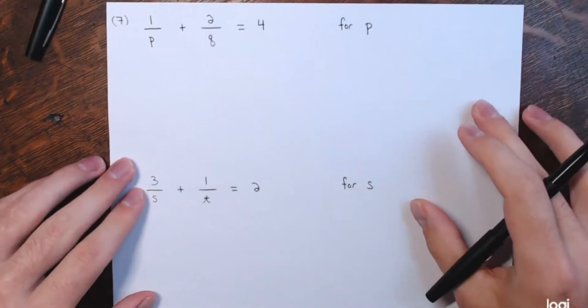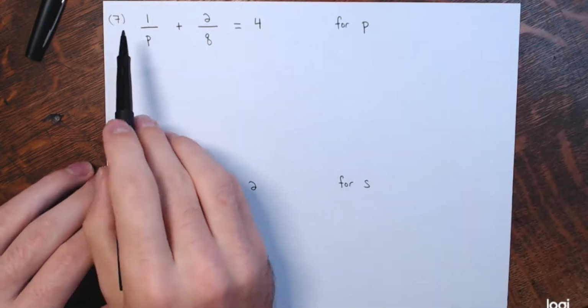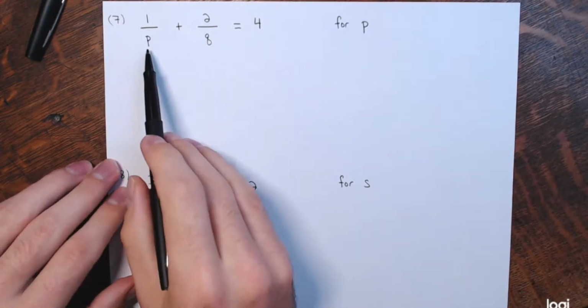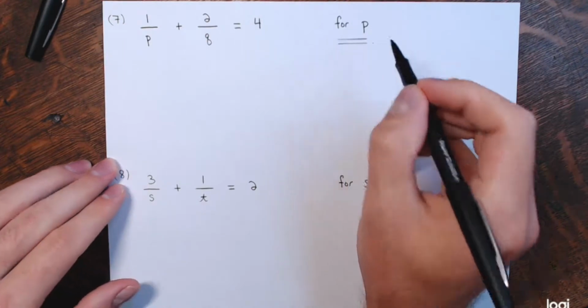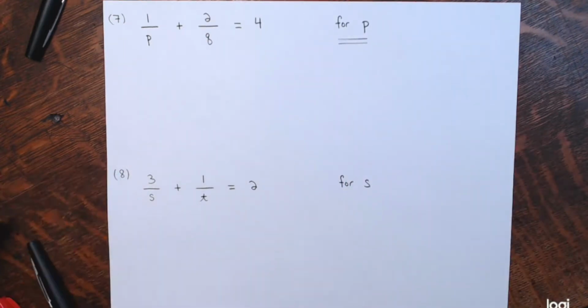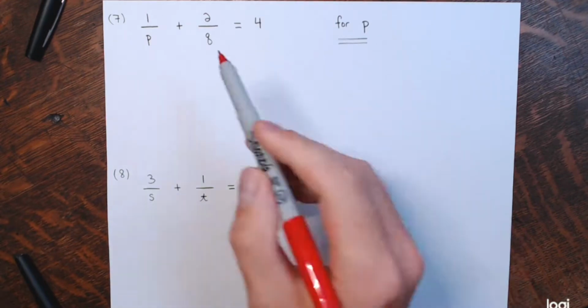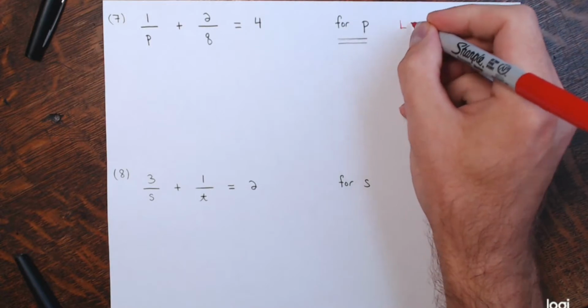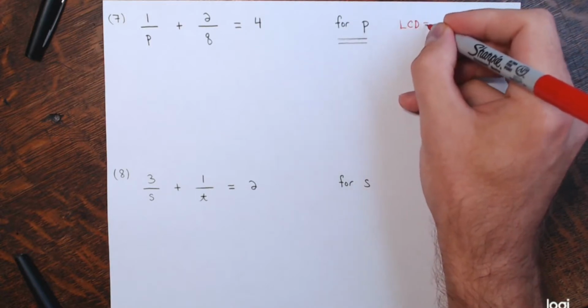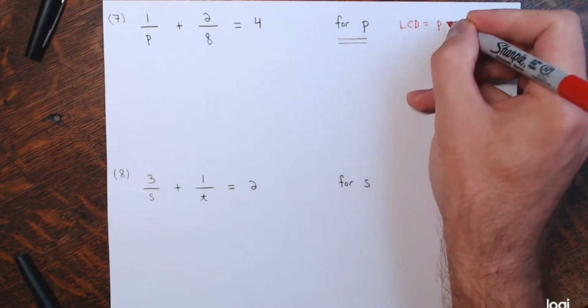Okay, next example. So again, an equation with multiple variables, p and q, and we're asked to solve for p. Well, the only denominators are p and q. Those are already completely factored. So I can very easily state the LCD. The LCD would just be p times q.